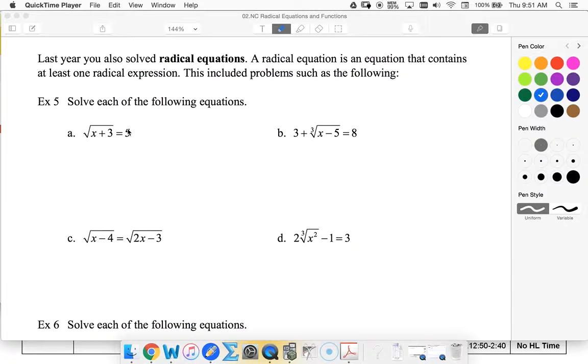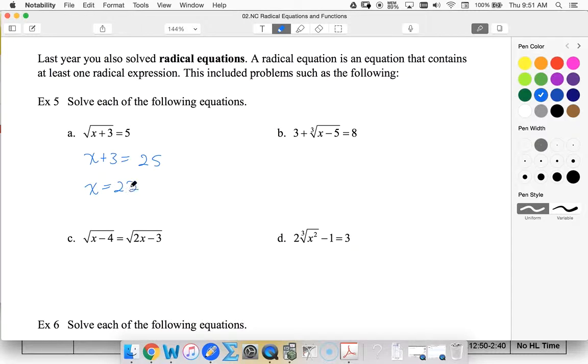All right, so we're going to look at solving radical equations. This first one we could really solve using inspection. So I know the square root of some number has to be 5. Well, I know that that number has to be 25. The other way I could do that, of course, is squaring both sides.